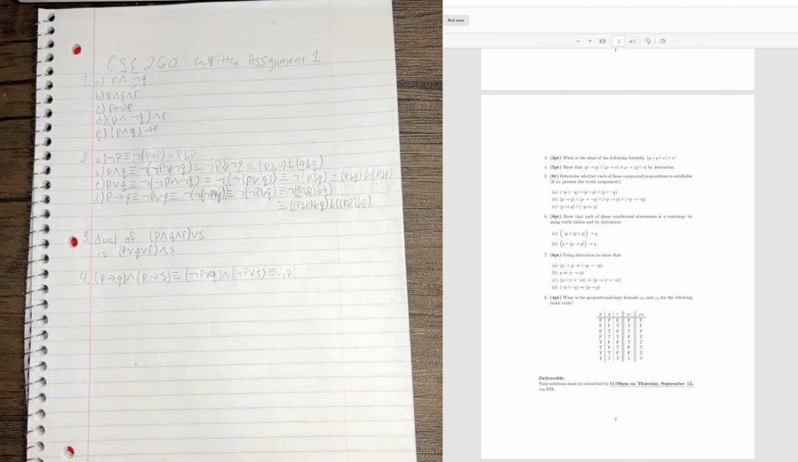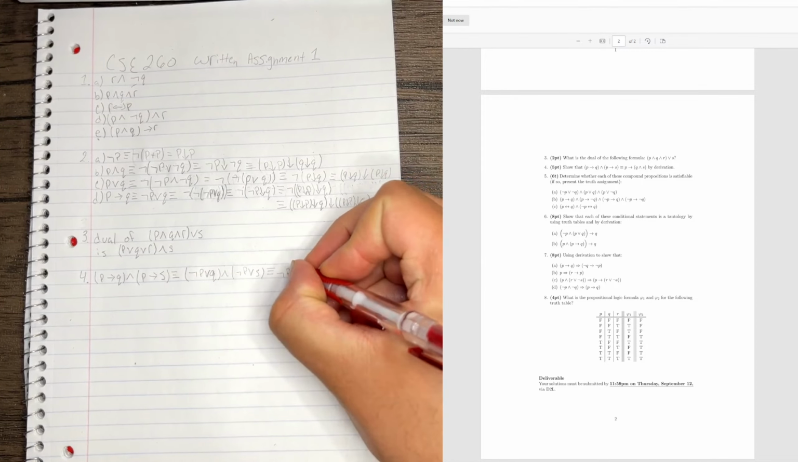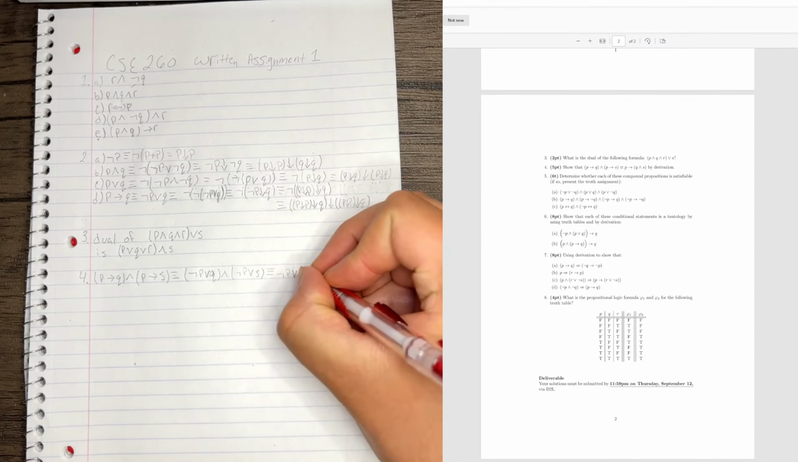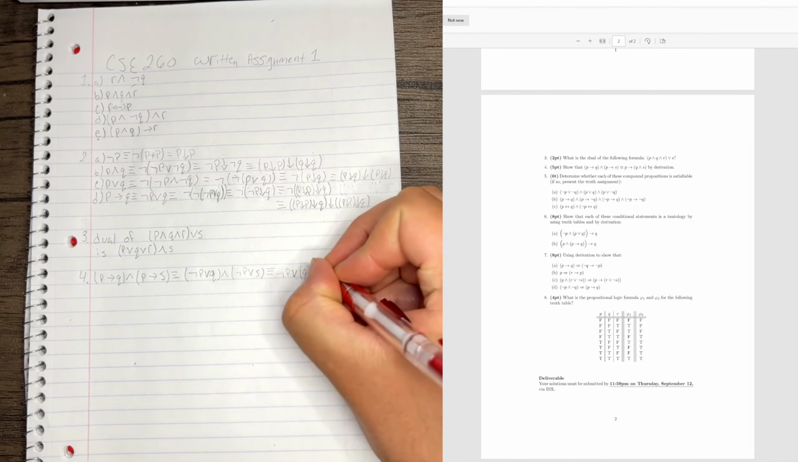So we have not P, and I think that's just what it is. Maybe it's an or. Not P or Q. No. It would be an or, yeah. Not P or Q and S.